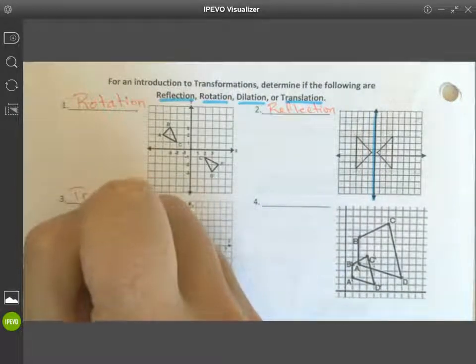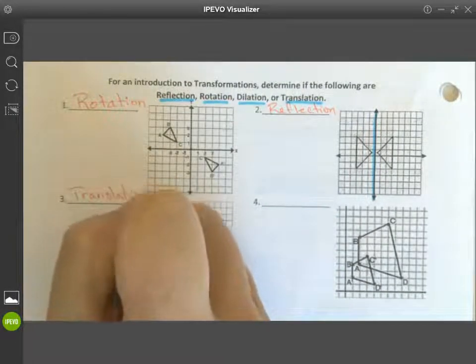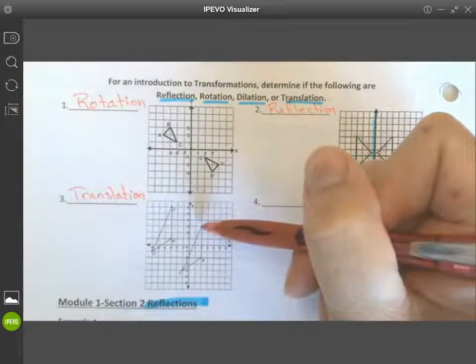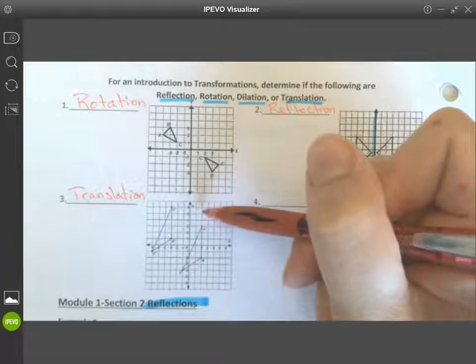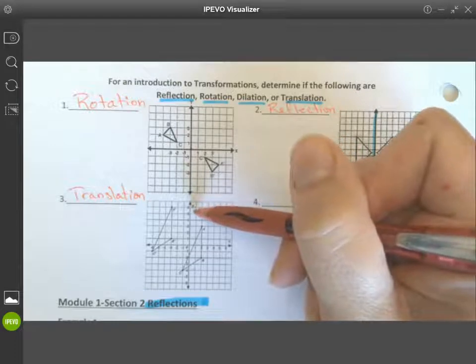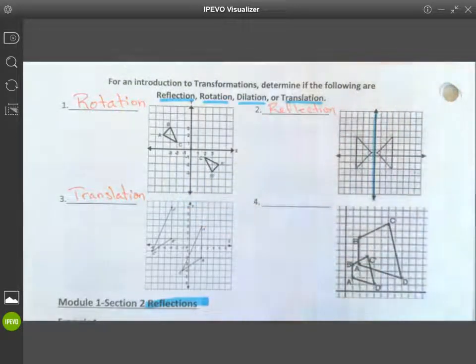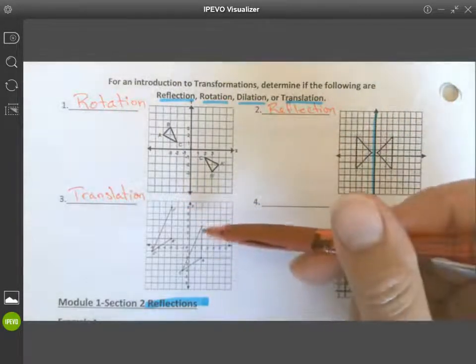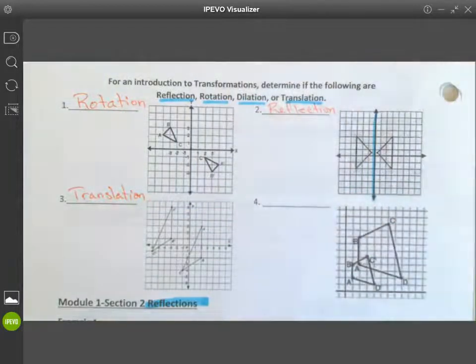Now, we could get a little more technical. This image A went up 1, 2, 3, and it went left 1, 2, 3, 4, 5. So if we did that, we took all these points, moved them up 3, and then left 5, all of the points would move over. All right, last one.